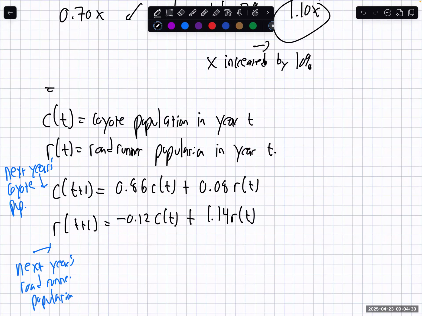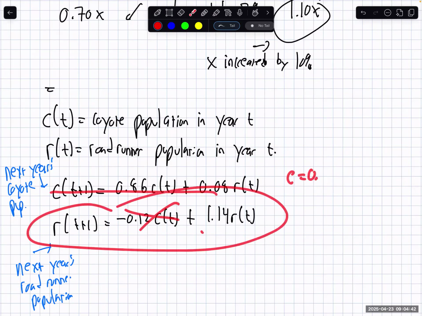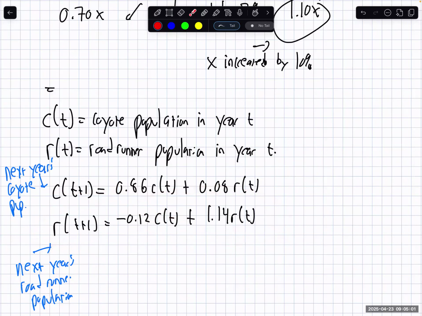And the more roadrunners we have this year, that's going to add to next year's roadrunner population. So the thing I want to point out here is if C is 0, then the only thing that matters is next year's roadrunner population is 14% of this year's. So no coyotes, the roadrunner population is going to increase by 14%. It looks very linear algebra like.